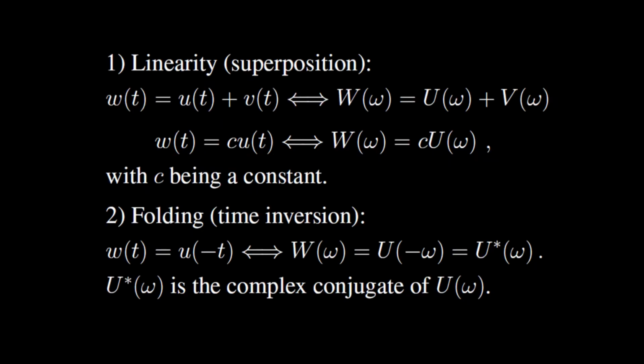Here are fundamental properties of Fourier transform. Basically, the superposition in the time domain is preserved in the Fourier domain, as well as the homogeneity. The folding of a signal in time is equivalent to taking the complex conjugate of the Fourier transform of the signal in the Fourier domain.